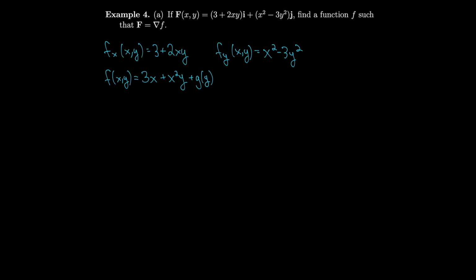So I need to figure out what that function of y is in order to actually complete my formula for my potential function. So I've used the fact that the partial with respect to x is equal to this, but I haven't even used this fact yet. So how about I take this function and I will partially differentiate with respect to y. So I'll get, well, 3x will disappear because it's constant. This is the variable now, so I just have the constant x squared. And the derivative of g of y would just be g prime of y.